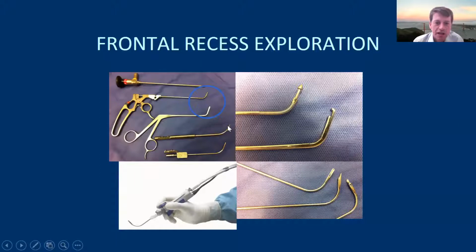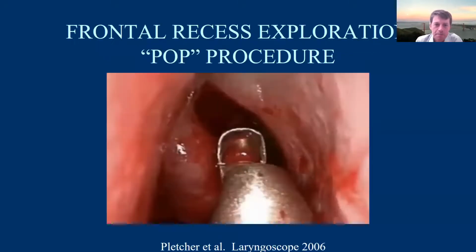This is an angled image guidance probe and an angled image guidance suction, as well as some grasping and through cutting instruments that are angled to access your frontal recess. Also use of an angled microdebrider blade. I oftentimes use the pediatric blade, the 2.9 millimeter blade in this area, just because it's thinner and a little bit easier to manipulate. It does jam more frequently, but oftentimes allows you to perform a nice dissection in the area.